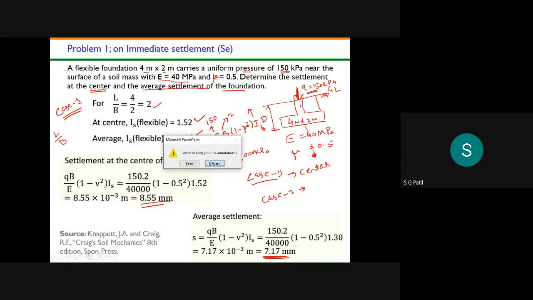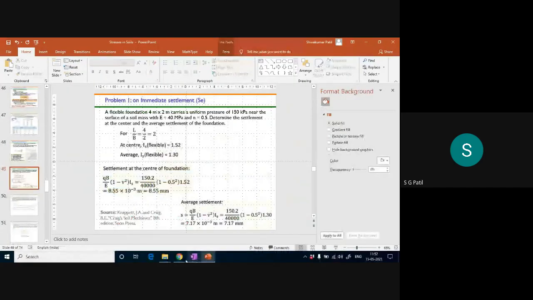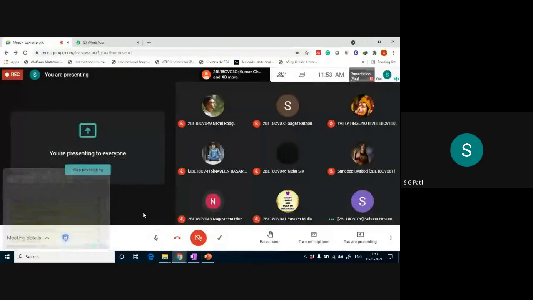So this is about your elastic settlement. Any doubts here regarding elastic settlement? Nikhil Rodgi? Sir, no doubts. No doubts. Okay. Sandeep Backward? No doubts, sir. Okay, understood.